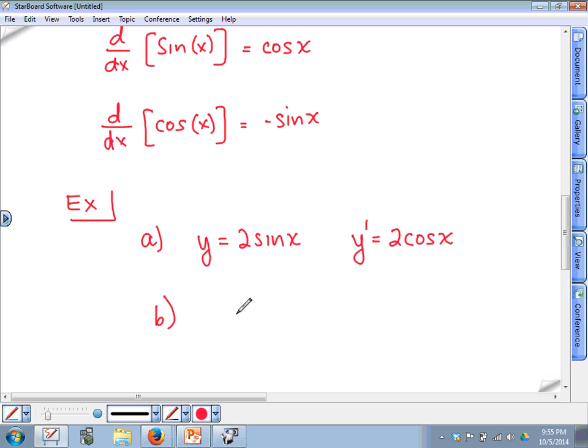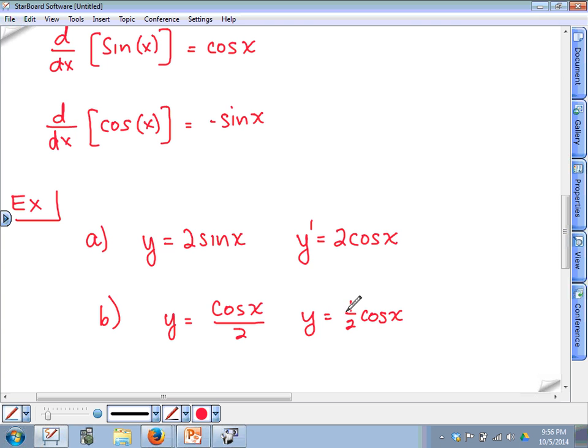Or here if we had y equals cosine of x over 2. Not 100% necessary, but you may want to think about rewriting y here as 1/2 cosine of x. And again, this 1/2 is just a constant multiplier out in front. So take the derivative of the cosine function, which is negative sine. So then y prime is negative 1/2 times the sine of x.